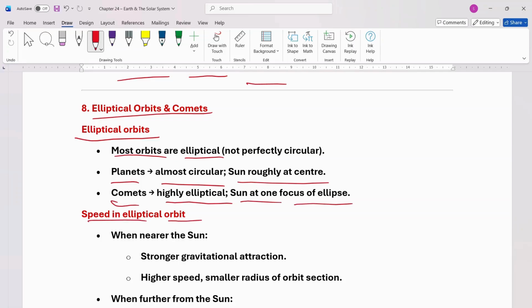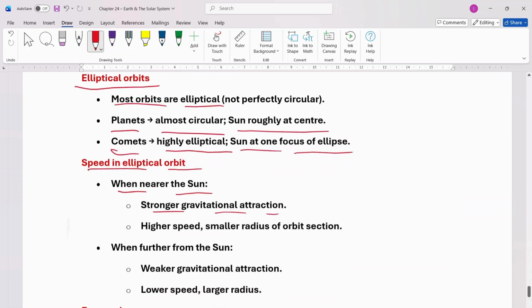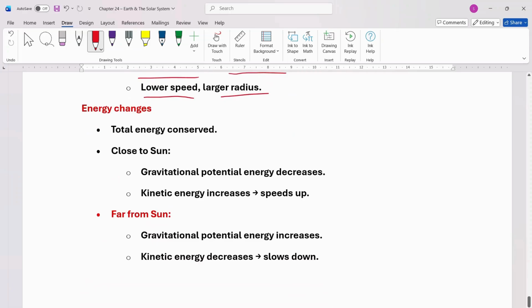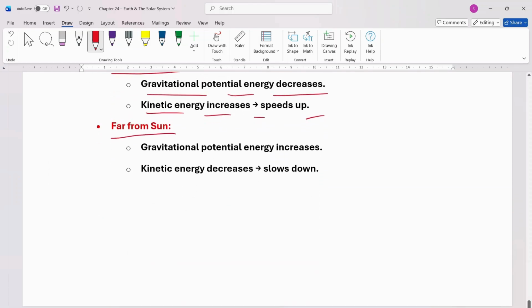Speed in an elliptical orbit. When nearer the Sun, there is stronger gravitational attraction, high speed, and a smaller radius of orbit section. When further from the Sun, there is weaker gravitational attraction, lower speed, and a larger radius. Energy changes: total energy is conserved. Close to the Sun, gravitational potential energy decreases and kinetic energy increases, so it speeds up. Far from the Sun, gravitational potential energy increases whereas kinetic energy decreases, so it slows down.